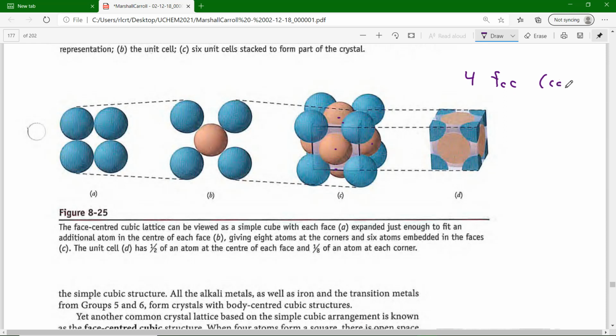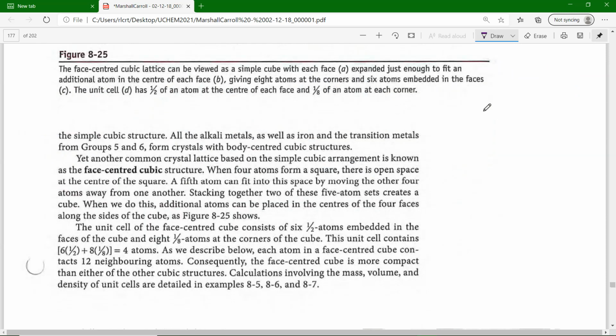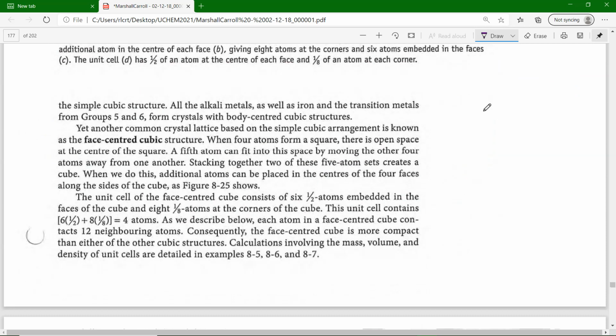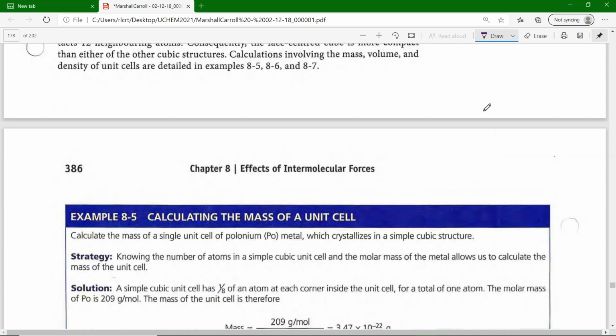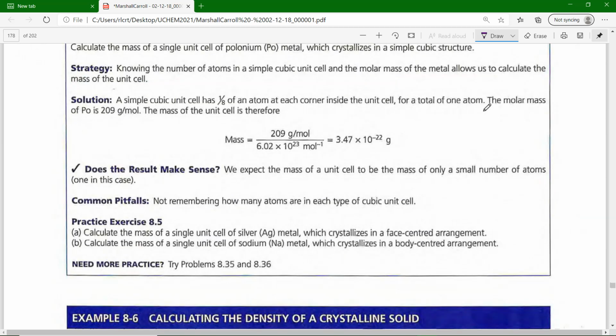Face-centered cubic is also called cubic closest packed. Those are both names for them. So that's face-centered cubic, and you see nice pictures on page 385 about that. So let's see. Alkali metals form crystals with body-centered, face-centered cubic. There's lots of examples of those. And you want me to find one? Face-centered cubic: silver. Silver is an example of that.